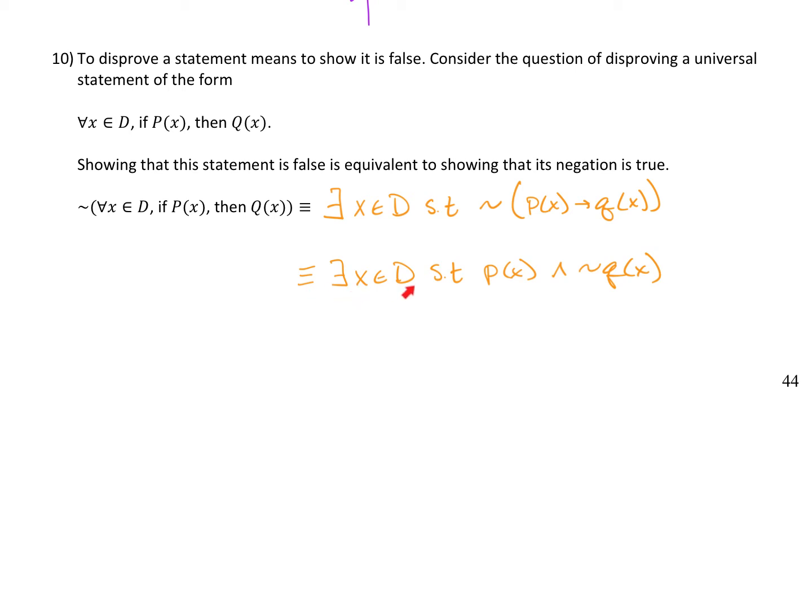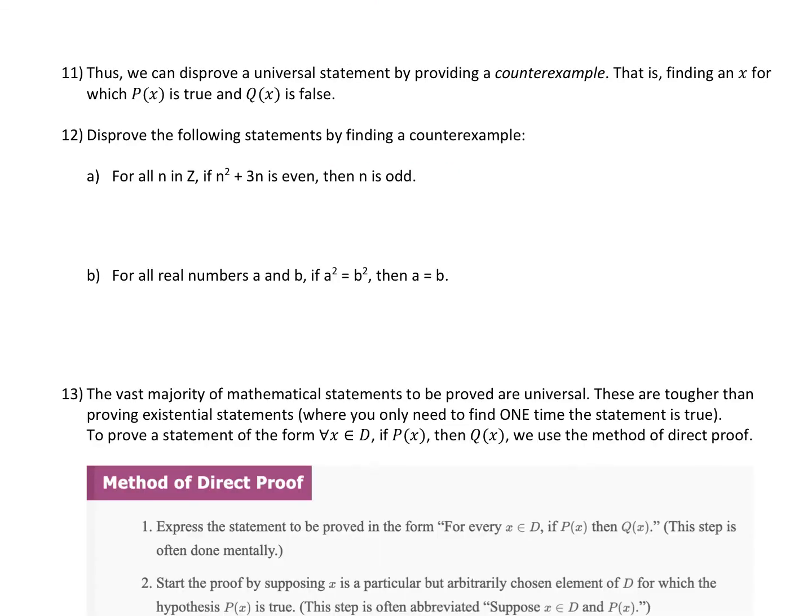And finding that x is called a counterexample. So we can disprove a universal statement by providing a counterexample. That is, finding an x for which P of x is true and Q of x is false. So we're going to disprove the following statements by finding a counterexample. Sometimes this takes a little trial and error to find your counterexample.